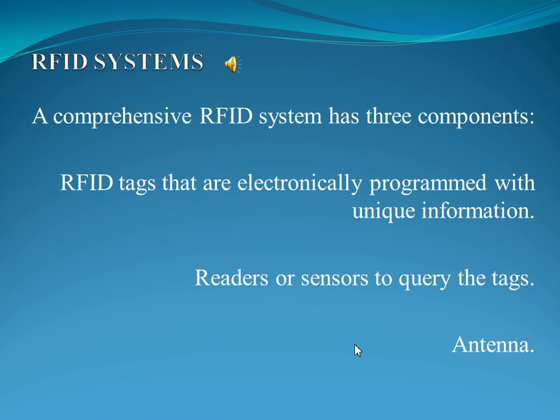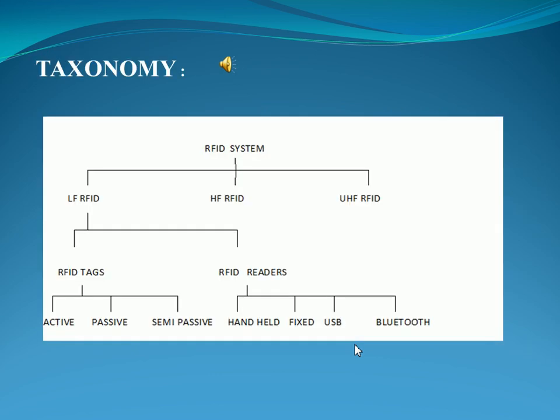RFID systems consist of mainly 3 components, that is RFID tags, RFID readers and an antenna. Coming to taxonomy, there are 3 types of RFID systems: low frequency RFID systems, high frequency RFID systems and ultra high frequency RFID systems. In this project we are using low frequency RFID systems.